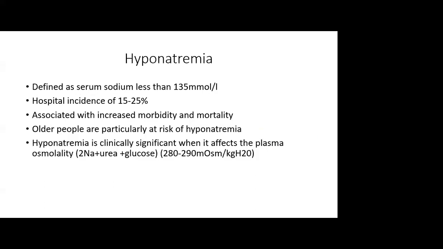So let's go to the meat of the presentation. Hyponatremia is defined as a sodium less than 135 millimole per liter. And of note, at least 15 to 25% of patients that are hospitalized will have hyponatremia. Sadly, it's associated with increased morbidity and mortality, and older people are particularly at risk of having hyponatremia. And hyponatremia is clinically significant when it affects the plasma osmolarity. Just to remind you, you calculate the plasma osmolarity as 2 times sodium plus the urea plus glucose, and your normal should range between 280 to 290.